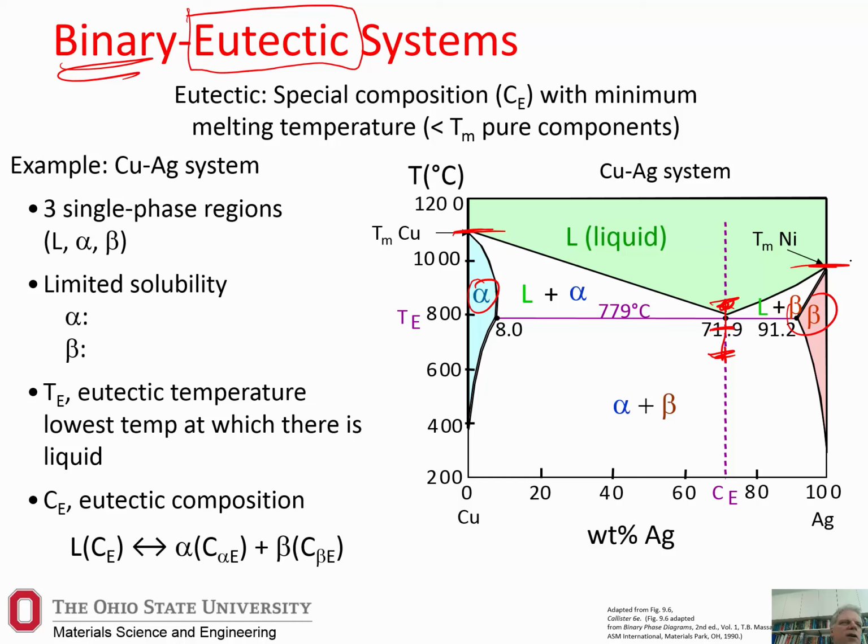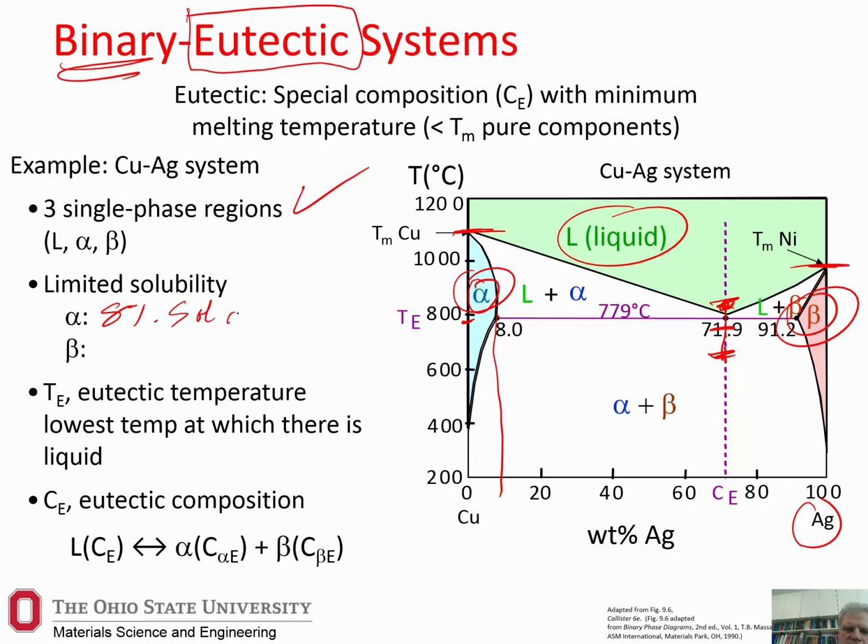So this is a trick that we very often use in making things like soldering alloys and brazing alloys, where we can make something that melts at a low temperature but has fairly high strength at ambient temperature. So here we've got three single phase regions. The single phase regions here are liquid, alpha, and beta. We've got limited solubility. You can see even at this eutectic temperature, if I consider how much silver I can put into copper, I can only put about 8% of silver into copper. So I've got limited solubility in alpha. I've got 8% solubility of silver and copper.